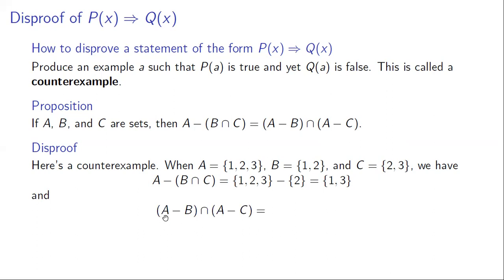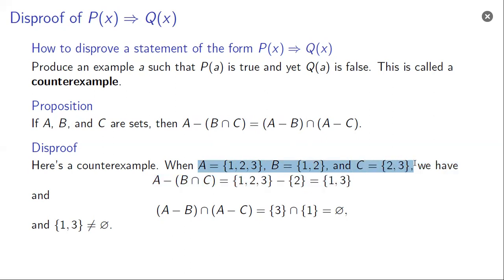On the other hand, what is A minus B intersected with A minus C? A minus B is just the set containing 3, right? A minus C is just the set containing 1. Now we want the intersection of these two sets, which is the empty set. And the set 1, 3 is not equal to the empty set. So this has disproved the proposition. The proposition says that if this is true, then this has to be true. And yet here we found an example where we have 3 sets, and yet the second part is not true. Okay, so we've disproved the statement of the form if P of X, then Q of X.